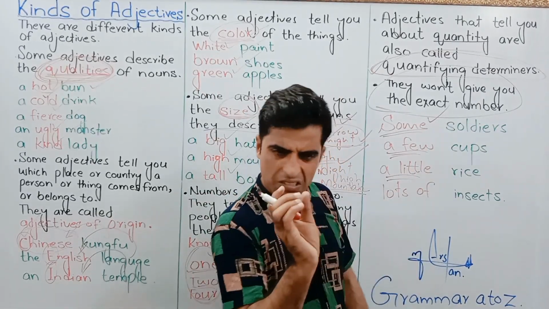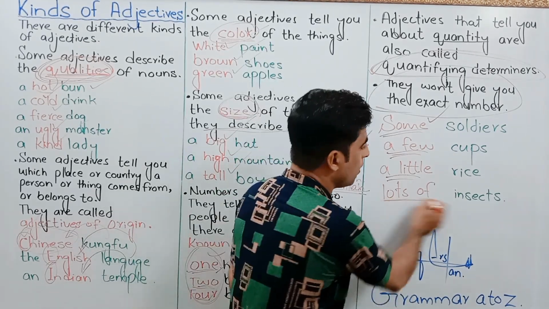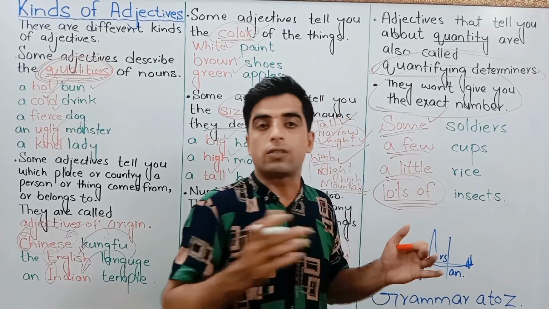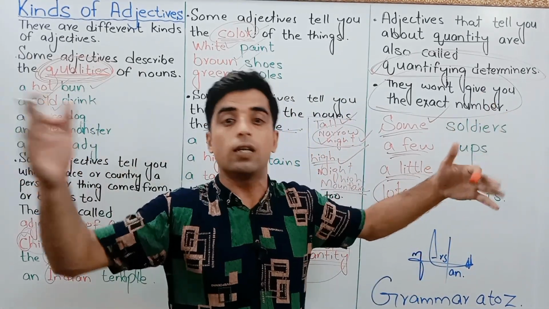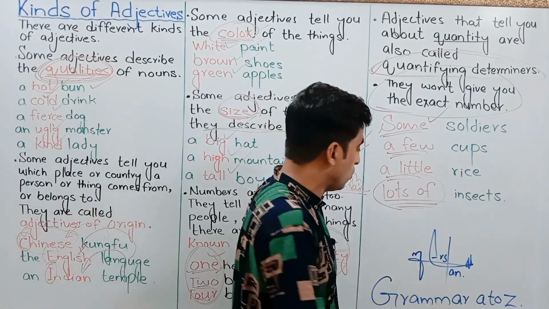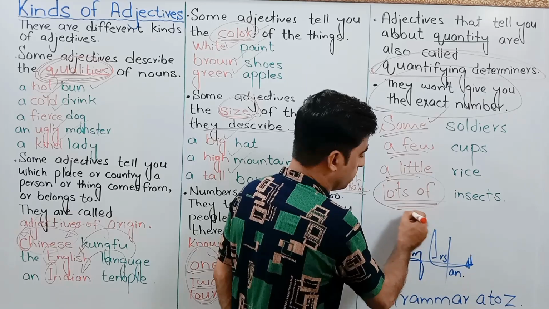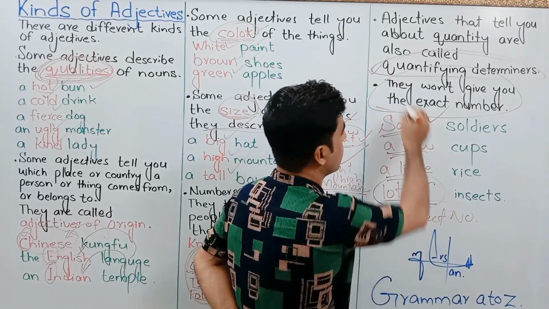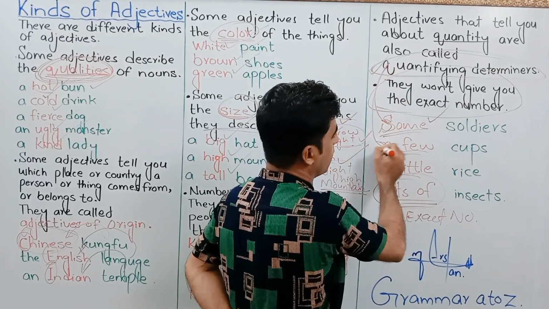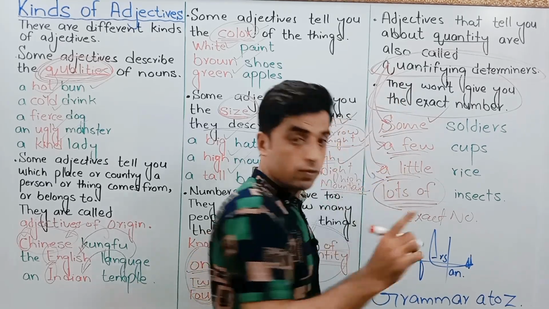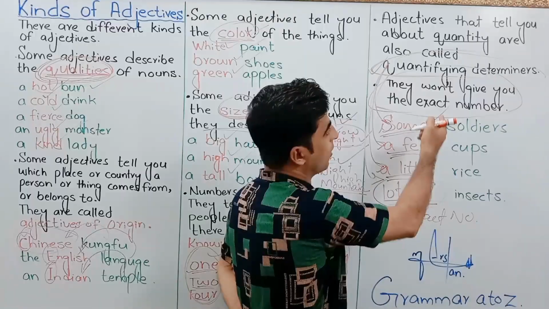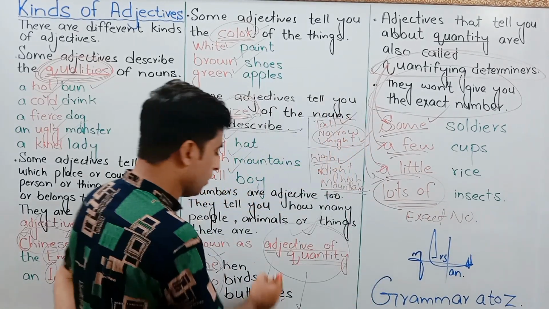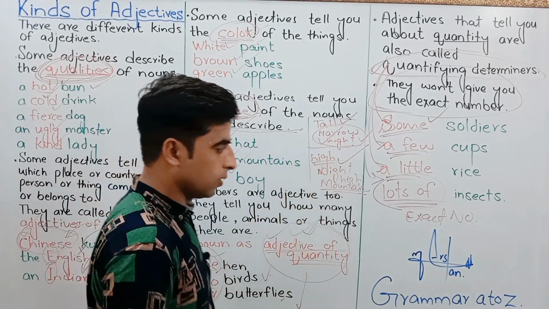A little rice, a little, lots of insects, and we don't know what is the meaning of lots of. 2, 3, 4, 100,000, million, billion, trillion, I do not know, and you don't know. So when you don't have the exact number, then you say this is a quantifying determiner. They are adjectives too, but grammatically you can call them quantifying determiners. But when you have an exact number, call it an adjective of quantity.